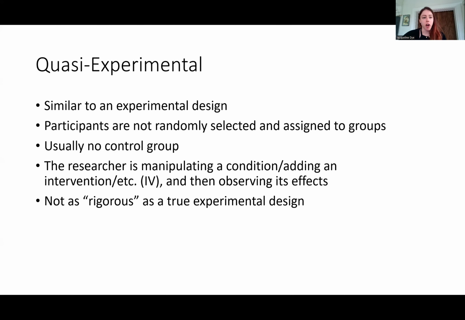So let's start off by talking about a quasi-experimental design. This is similar to an experimental design. However, there are some differences. Participants are not randomly selected and assigned to groups. There's usually no control group. The researcher is manipulating a condition or adding an intervention and then observing its effects. It's considered to be not as rigorous as a true experimental design that has a control group and that is more experimental, more scientific.